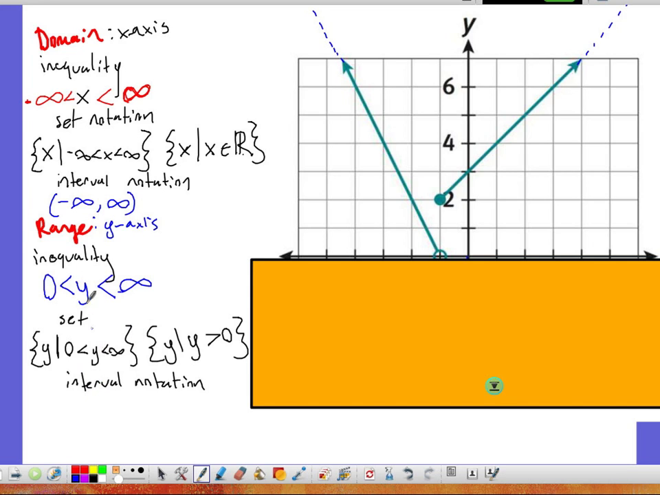For my range, my smallest value is 0. My largest value is infinity. Separate them with a comma. Notice again I have less than and less than on both sides, so that means I'm using parentheses on both sides. That's it. That is going to be the domain and range of our piecewise defined function.